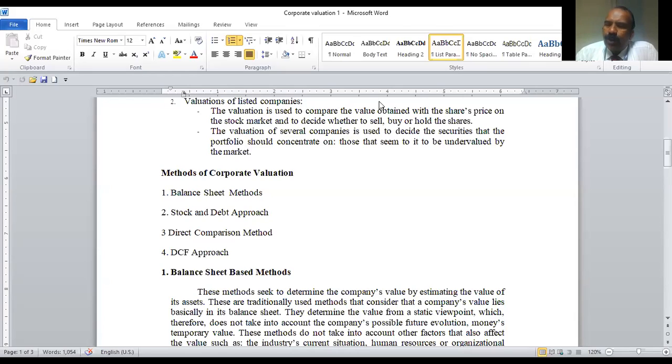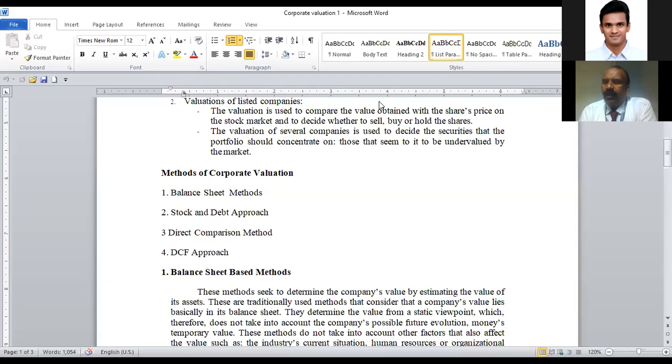Today we look at the methods of corporate valuation: balance sheet method, stock and debt approach, direct comparison approach, and FCF, the future cash flow method. Today we look at the first three methods, and the theory part of the direct comparison approach. In the next session we look at the case, how the problem can be solved through the direct comparison approach.